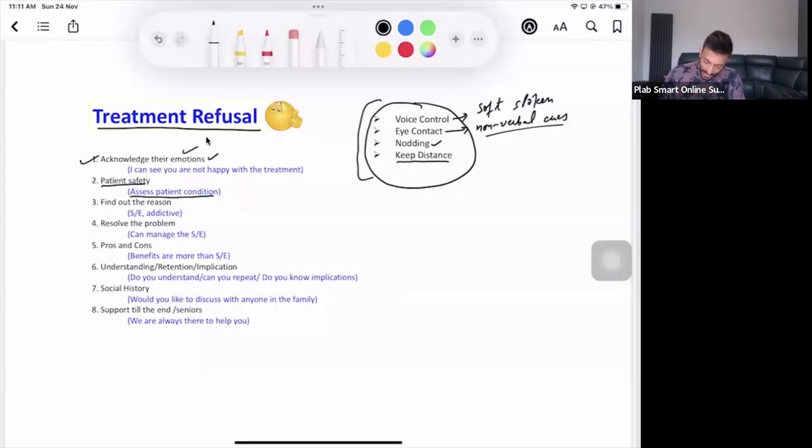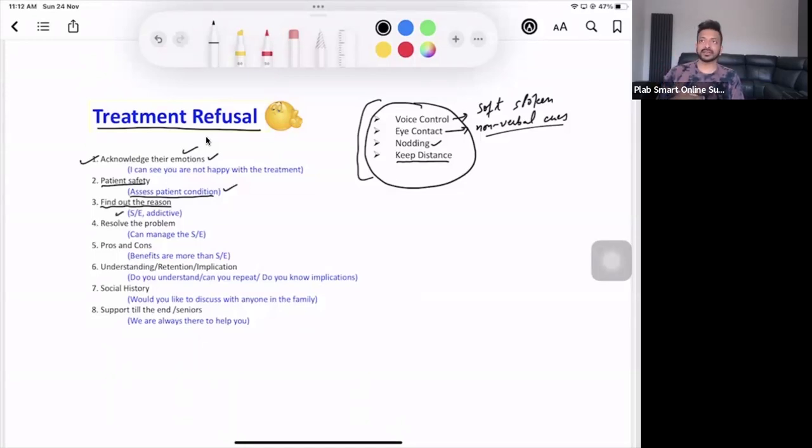Okay, fine. Now, obviously, the patient is saying, I don't want to take this treatment, or I want to go home. So obviously there is a reason, isn't it? And you need to try your best to find out that reason. For example, the reason is, doctor, the treatment that you're giving me has got side effects.